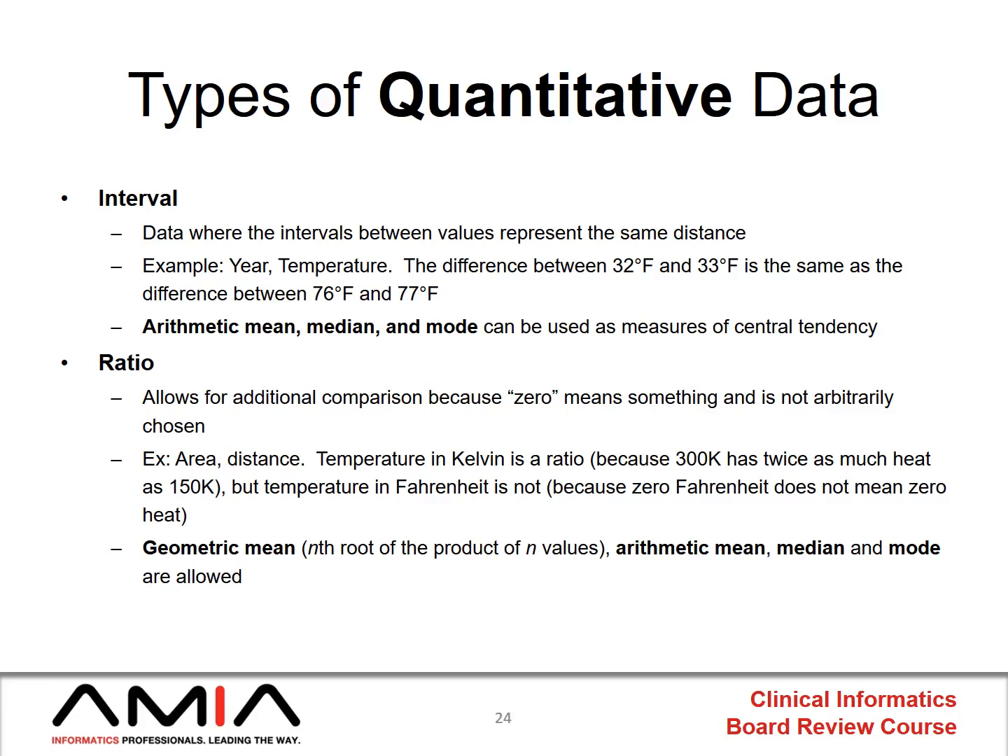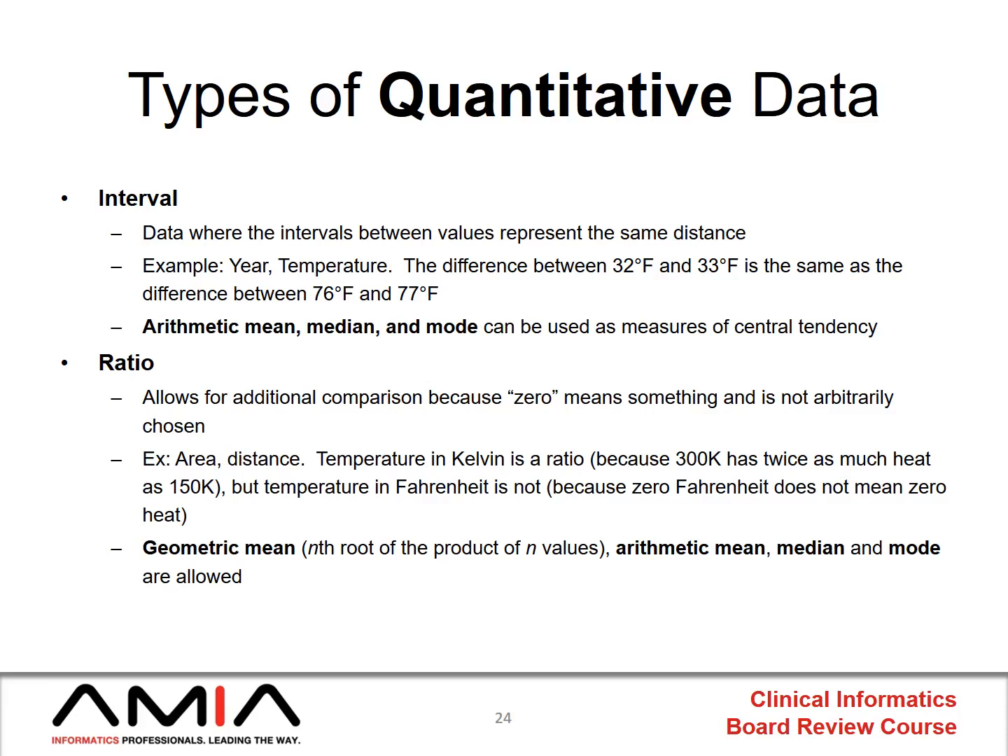Temperature is a good example of an interval type of data. So, for example, the difference between 32 degrees Fahrenheit and 33 degrees Fahrenheit represents the same quantity of heat as the difference between 76 and 77 degrees Fahrenheit. Because the intervals mean something, you can do not just the mode and not just the median, but now you can actually take the average, the arithmetic mean, as the measure of central tendency.